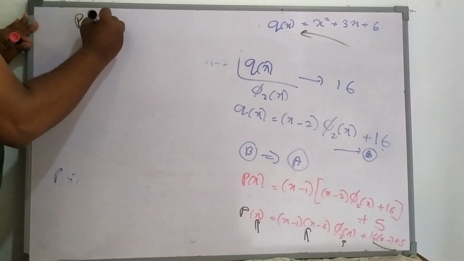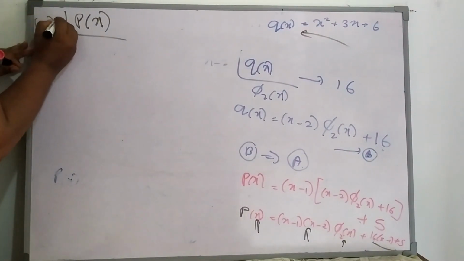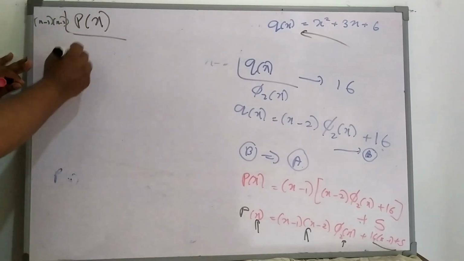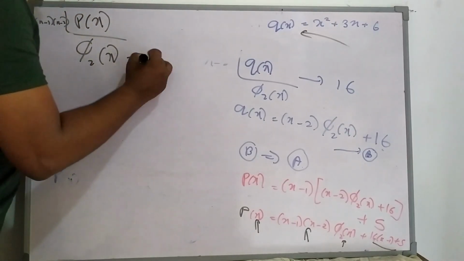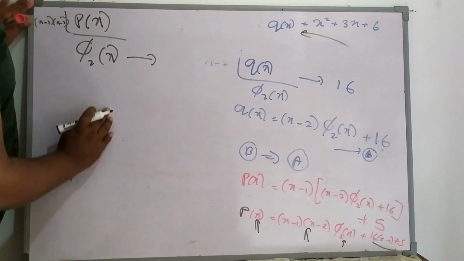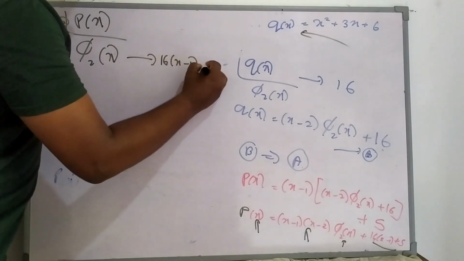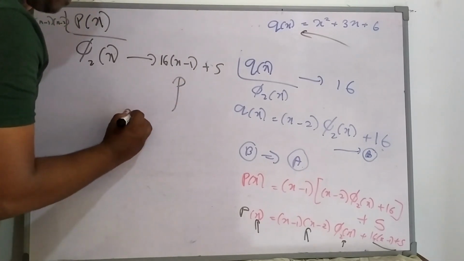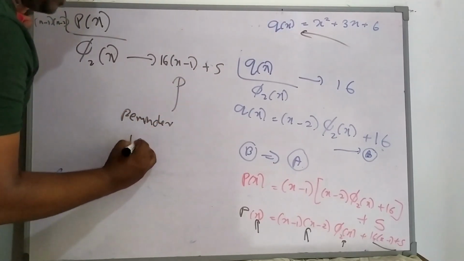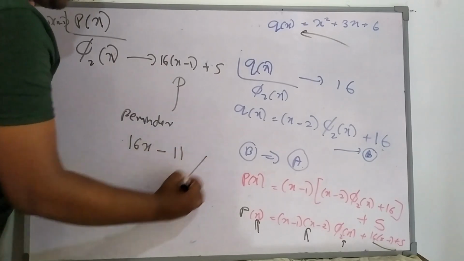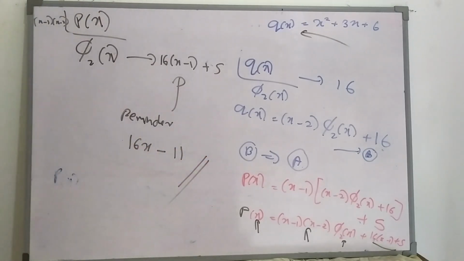So P(x) divided by (x minus 1)(x minus 2), the quotient is psi 2(x). The remainder is 16(x minus 1) plus 5, so this is our remainder, which is 16x minus 11. Obviously, this method is very useful, right? Because what we did, we substituted the Q(x) value into the basic equation.